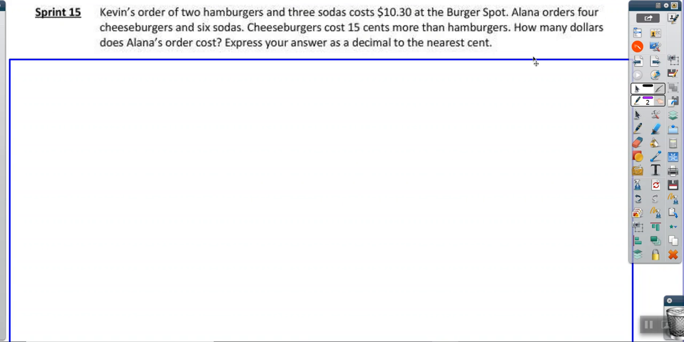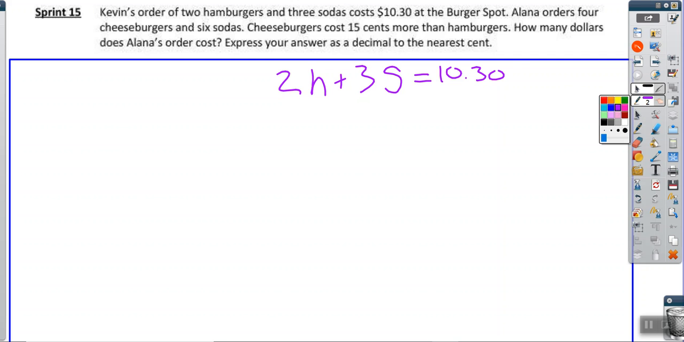All right, Kevin's order of 2 hamburgers and 3 sodas. I'm going to write this down. 2 hamburgers plus 3 sodas costs $10.30 at the burger spot. Alana orders 4 cheeseburgers. We have hamburgers and cheeseburgers, so I'm not going to write this directly underneath. I'm going to give myself a different color also. All right, so she orders 4 cheeseburgers and 6 sodas.